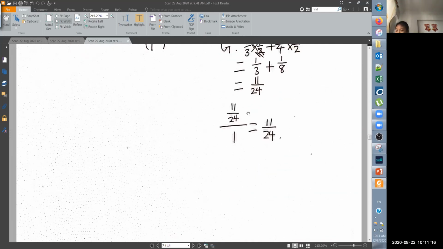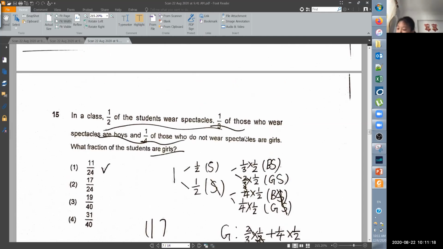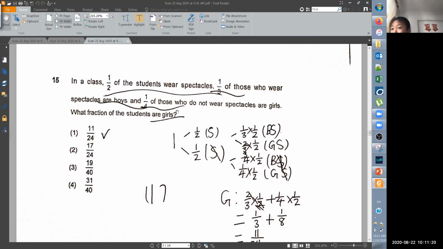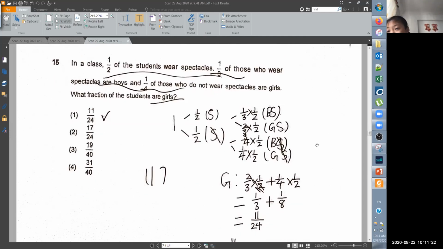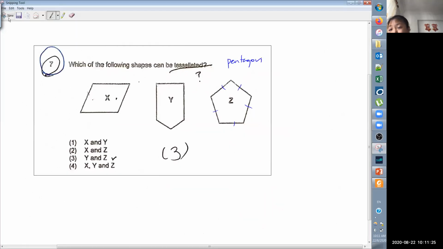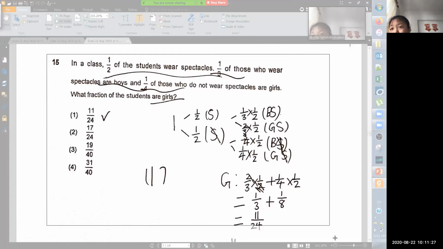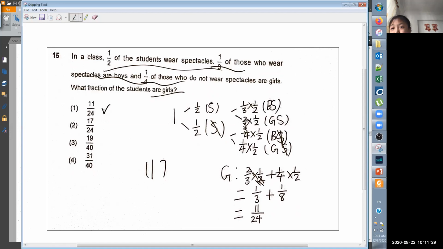Okay. For this question, I would like to remind you once again, for the last question, of course, you can do it in fraction. But I think you remember we talked about instead of using fraction, you can of course use whole numbers. So let me show you how to use whole numbers.